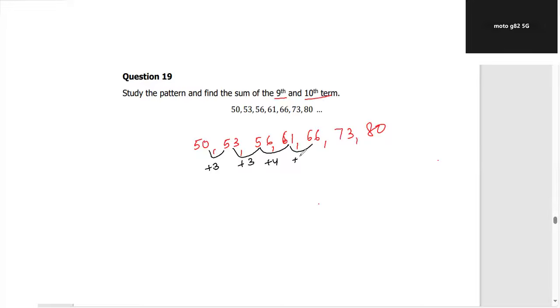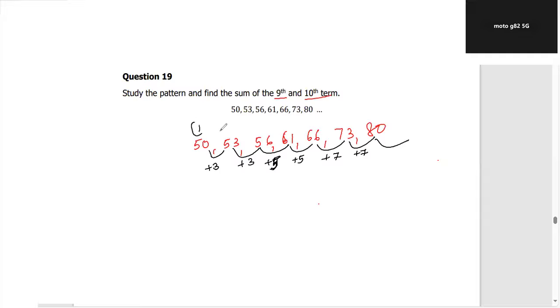Then you have plus 5. Then you have a plus 7. And this is again a plus 7. 50, 53, 56, 61. So then what will be the next term? Sorry, this will be 5. So this is plus 3, plus 3, plus 5, plus 5, plus 7, plus 7.